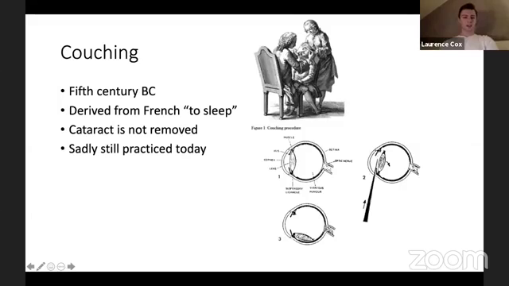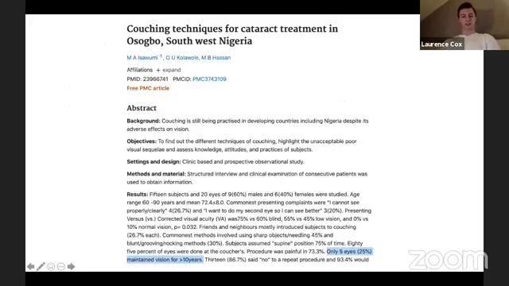Unfortunately, this is still practiced today, as you can see here. So this paper was published in 2013 in the Nigerian Journal of Medicine, and it's basically a case series describing a number of patients who underwent couching in southwest Nigeria. You can see, as I've highlighted at the bottom here, sadly, only 25% of eyes maintained any vision at all beyond 10 years.